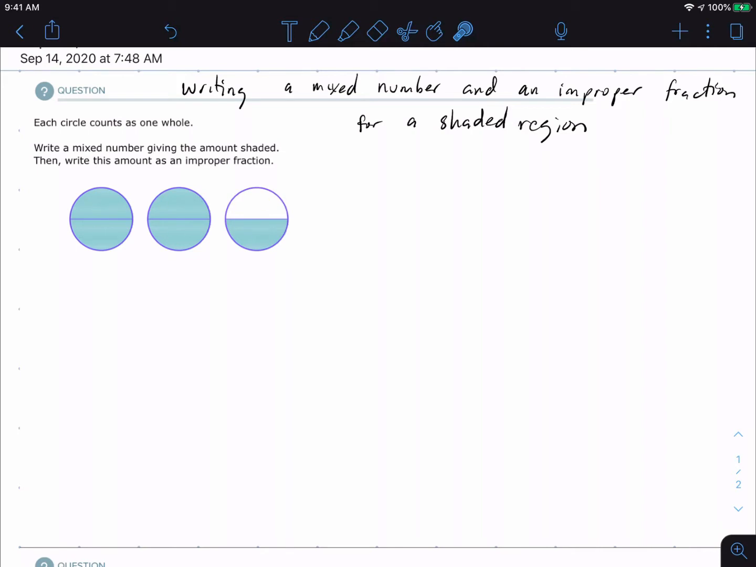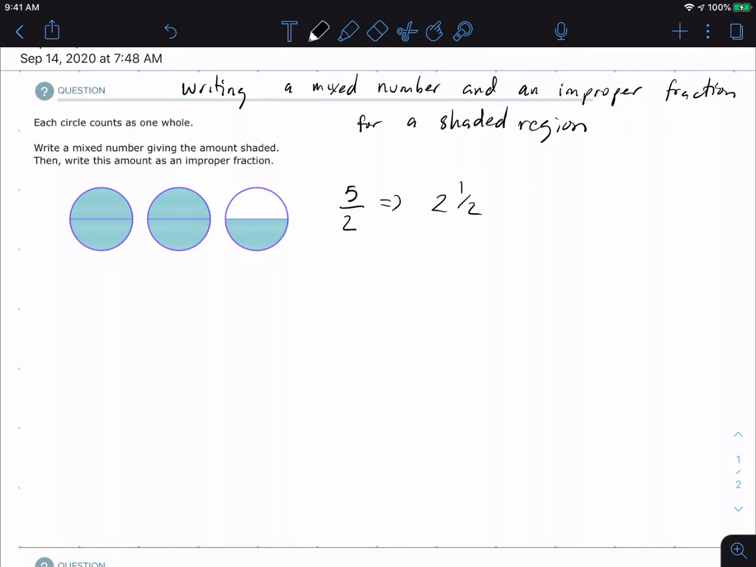So how many total halves do we have? We have 1, 2, 3, 4, 5, 6. So we know that in this problem we have 6 halves. How many of those 6 halves are shaded? We know 5 of the 6 halves are shaded. So that's how we write it. We write it as 5 over 2, and then that becomes 2 1/2.